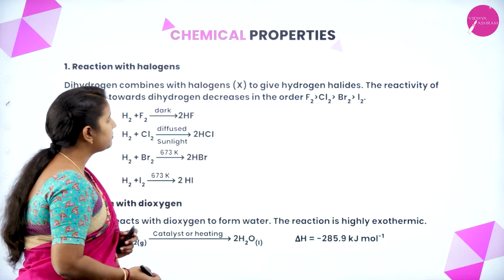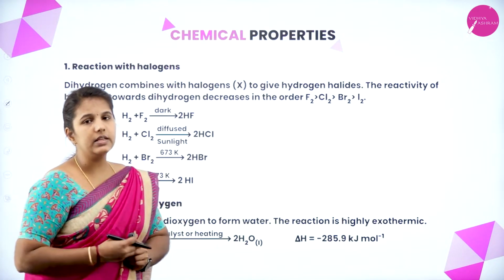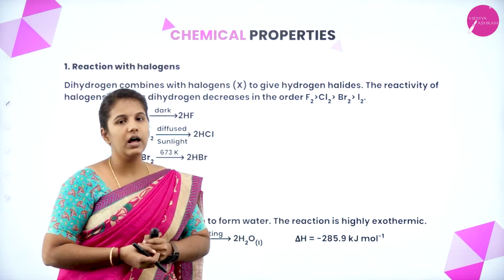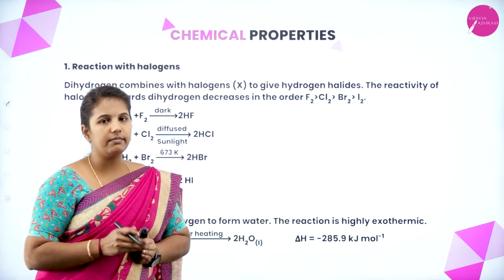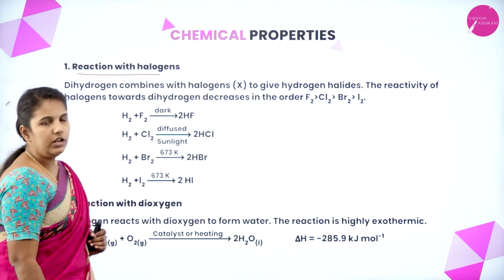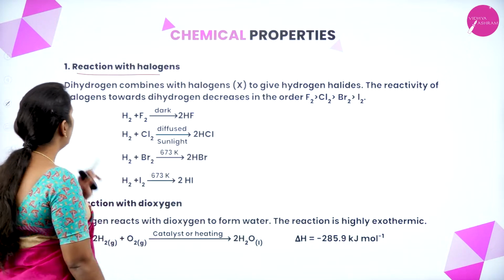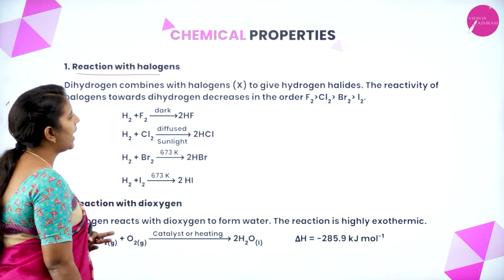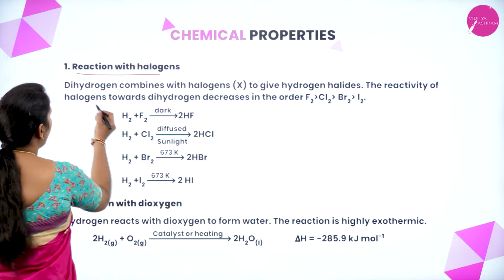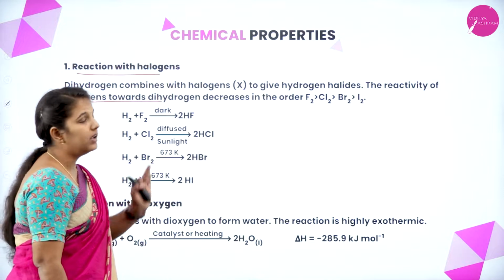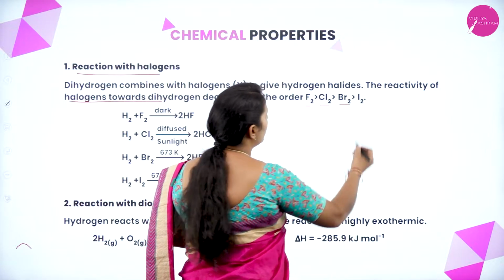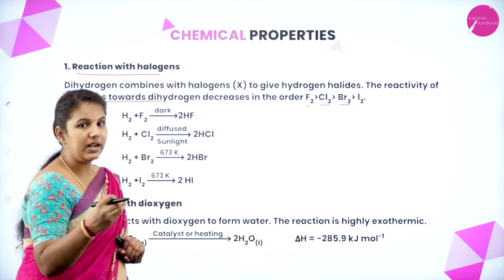Now, let us see the chemical properties. In this, we are going to understand how dihydrogen reacts with halogens and with other elements. First, I will go with the reaction of hydrogen with halogens. Dihydrogen combines with the halogens to form hydrogen halides, and the reactivity of the halogens towards dihydrogen decreases in this order: fluorine, chlorine, bromine and iodine, which is a decreasing order.